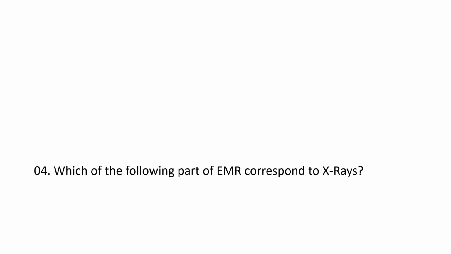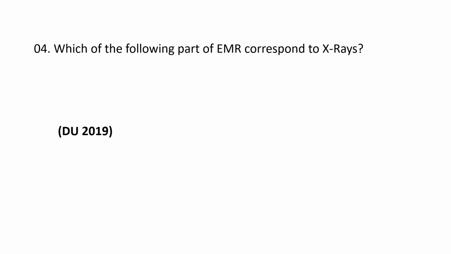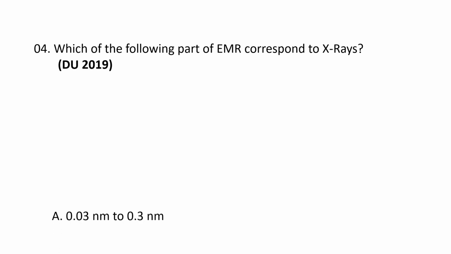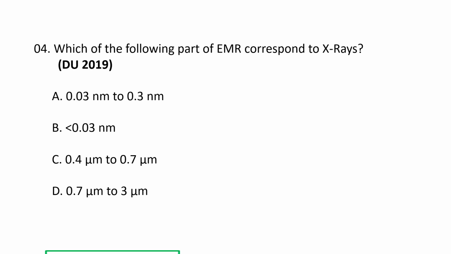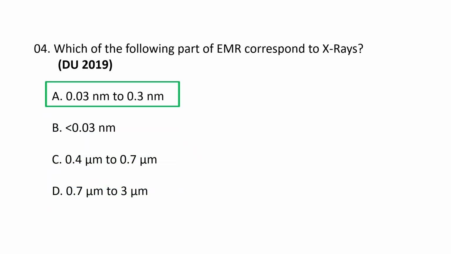Next question. Which of the following is the part of EMR corresponding to X-rays? A. 0.03 nanometers to 0.3 nanometers. B. Less than 0.03 nanometers. C. 0.4 micrometers to 0.7 micrometers. And D. 0.7 micrometers to 3 micrometers. So the correct option is 0.03 nanometers to 0.3 nanometers. The proposed wavelength range for X-rays is 0.03 nanometers to 0.3 nanometers. So A is the correct option.